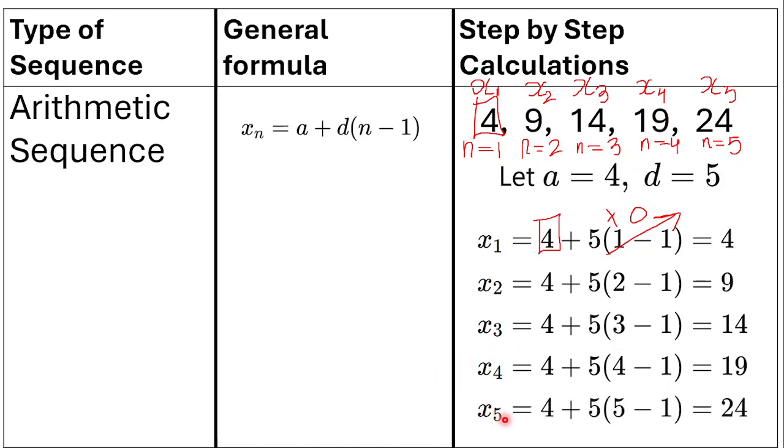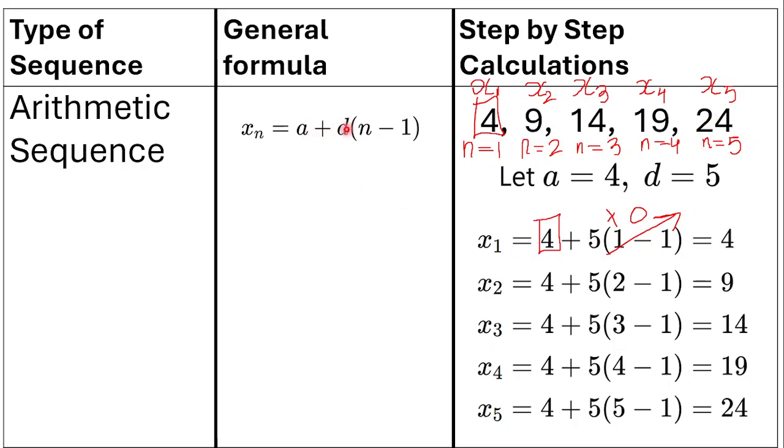Next, let's look at x sub 5. Well, remember, in this case, n is 5. So n is 5, and n is 5 right here. So we're going to put 5 here. And we have 5 minus 1. We have 5 on the outside because the common difference D is 5, and 4 doesn't change because that's the first term, A. In our formula, A doesn't change. So we have 4 plus 5, open bracket, 5 minus 1, which is 24. Why? Because 5 minus 1 is 4, and 4 multiplied by 5 is 20, and 20 plus 4 is 24. And so x of 5 is 24.